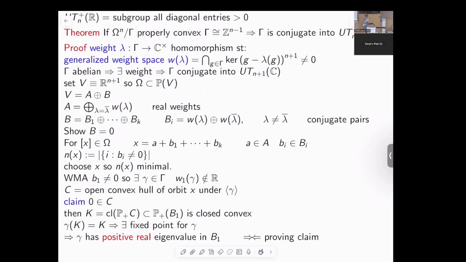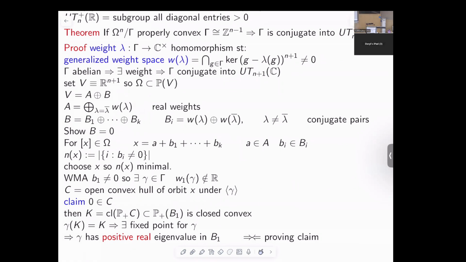So there is a weight, and then a simple induction argument tells you that once you know there's a weight, you can quotient out by the generalized weight space and argue by induction, and that's the proof that Gamma is conjugate into some upper triangular group over the complex numbers. So now the geometry comes in to argue that actually all these weights are real. All these weights take values in the positive real numbers. This is where we're going to use some geometry, the fact that this group preserves a properly convex domain.